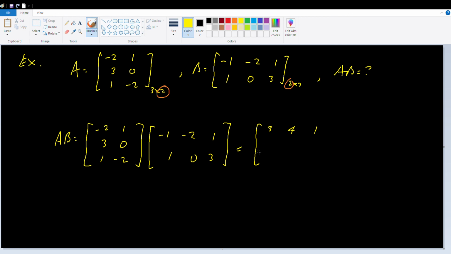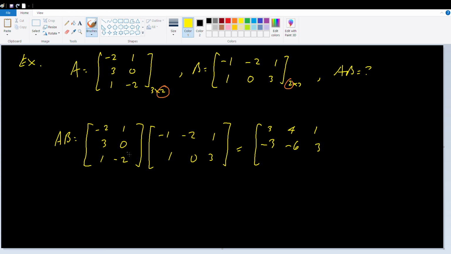Okay, so we continue. We now go to the second row, first column. So we go down to the second row and multiply it successively to columns 1, 2, and 3. Let us do it mentally now. 3 times negative 1 is negative 3. 0 times 1 is 0, so that will be negative 3. Second row to the second column: 3 times negative 2 is negative 6. 0 times 0 is 0, so it will be negative 6. We are now up to the third column. 3 times 1, 0 times 3, is 3.